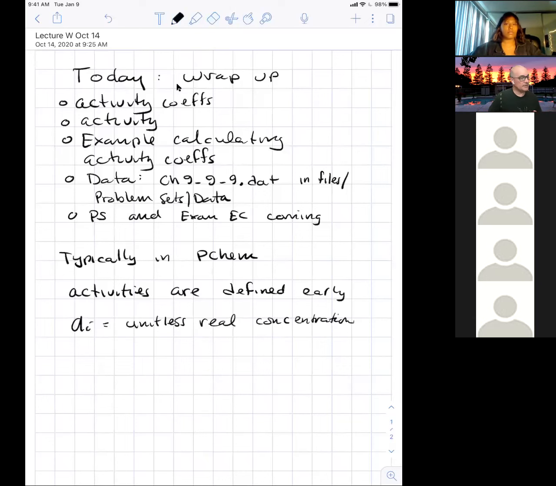So we come at it from a different direction, but we're going to define that activity today. That'll get us to the point where we can start doing things like equilibrium constants and so on, and reactions.